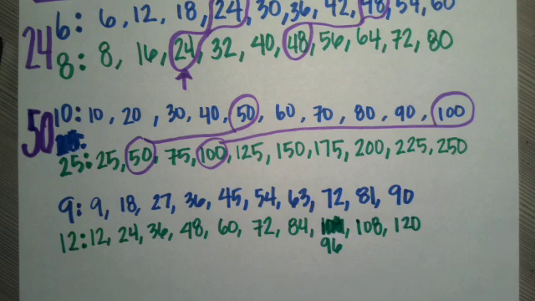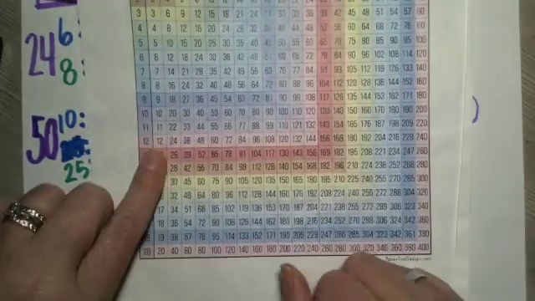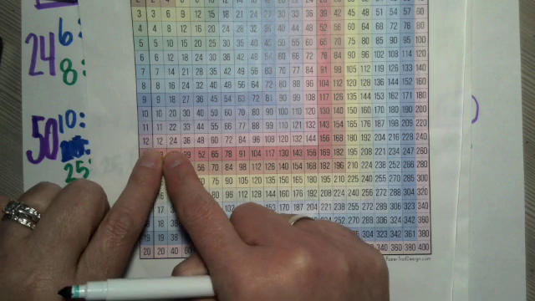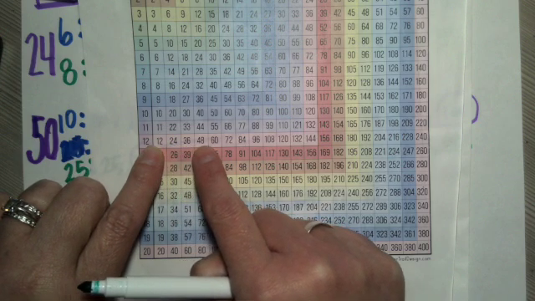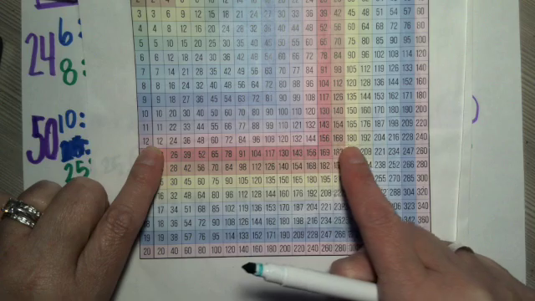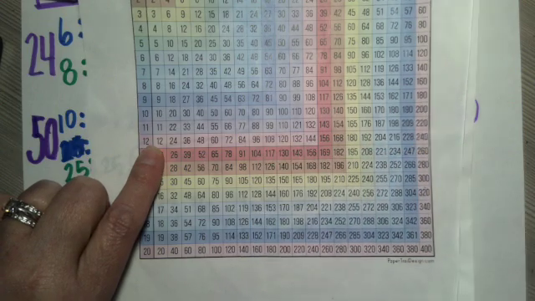And again, if I would have gotten stuck, I could have just pulled my multiplication chart. I could have pulled it up here. I could have gone to my 12, and it would have been 12, 24, 36, and this one goes all the way up to 20, which is nice.